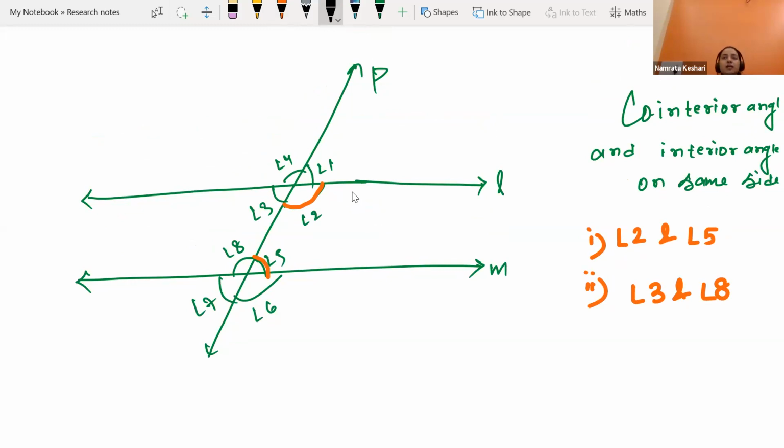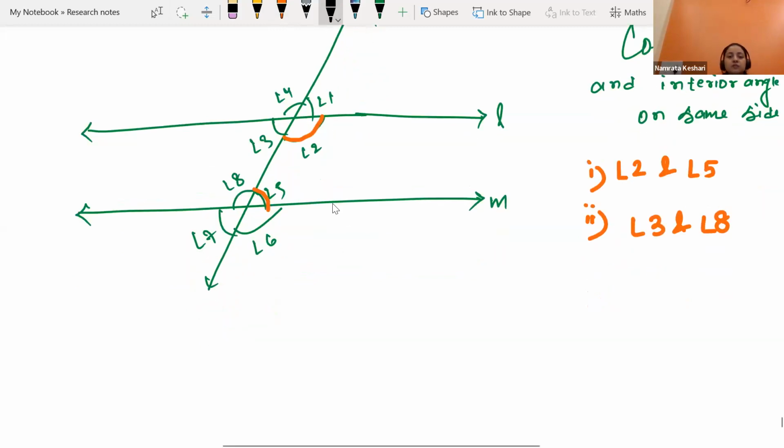Now, what is co-linear pair? A linear pair means two angles which are making a linear pair with each other. No, co-interior angles are something like this.